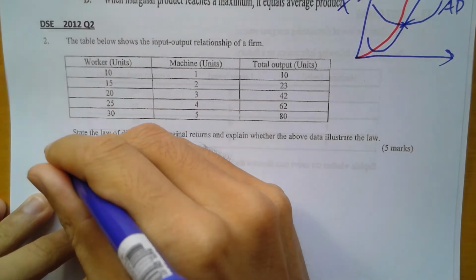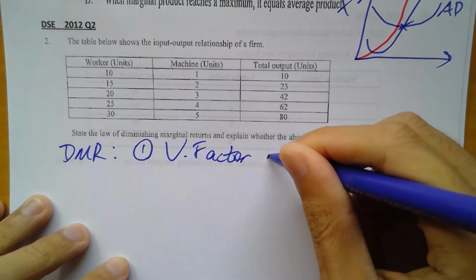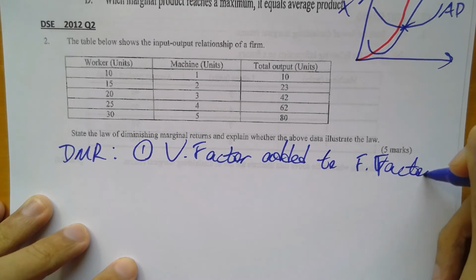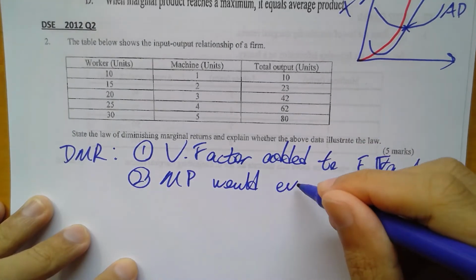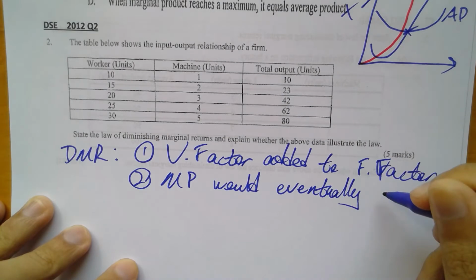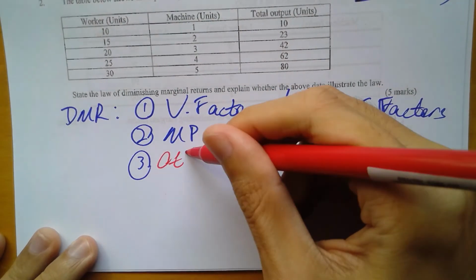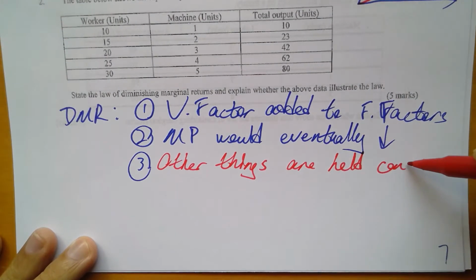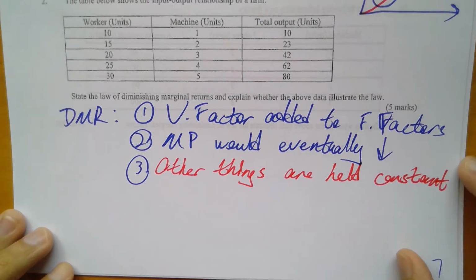Now, remember, law of DMR says that as variable factors added to fixed factors, then the marginal product would eventually diminish or decrease. Don't forget this. We also need to add other things are held constant. Now, other things 係咩意思咧？Maybe technology, maybe the skill level of labor and that kind of thing. Alright, this is DMR. Now, let's look at whether the above table.